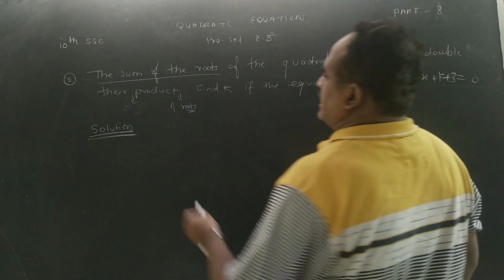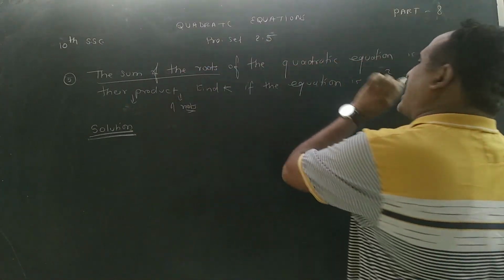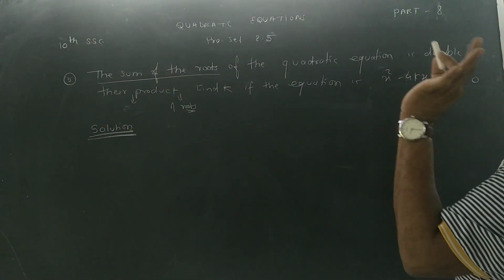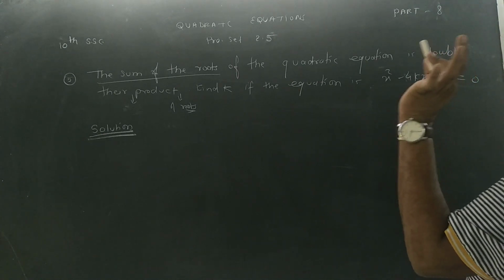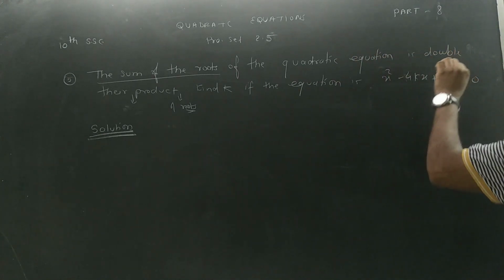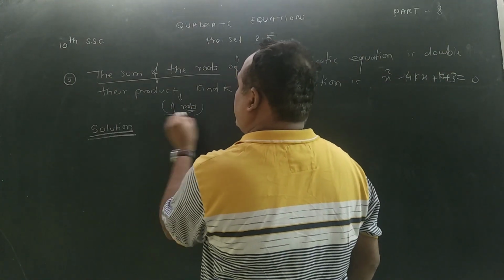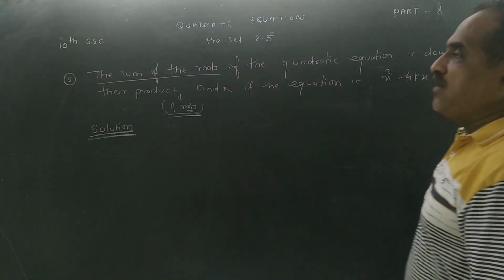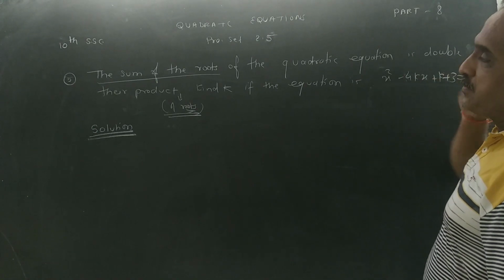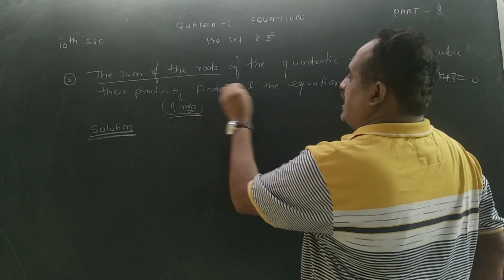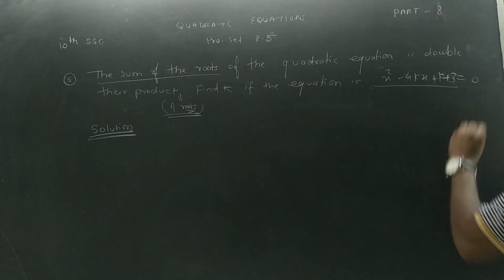See the question. Sum of the roots of quadratic equation. Sum of the roots, then it is related to alpha and beta. So alpha plus beta is double the product. Product means product of roots, that is alpha into beta. Double means 2 times. Find k if the equation, this is the equation they have given.